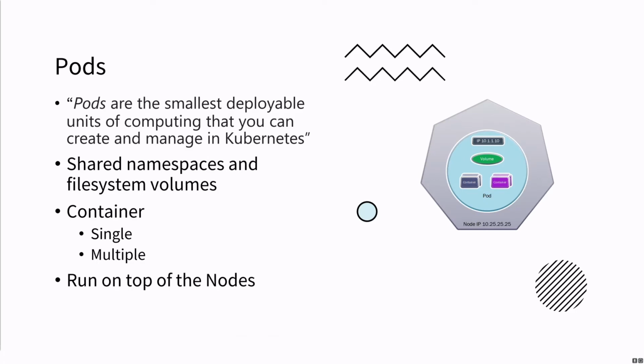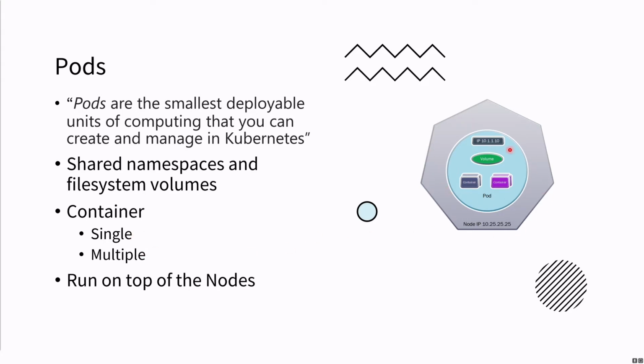What is a pod? By definition, straight from the Kubernetes website and the documentation, pods are the smallest deployable unit of computing that you can create and manage in Kubernetes. They share a common namespace and file system volumes, and we'll look at more of those when we go into our demo and when you do your lab. They contain containers. It can be a single container or multiple.